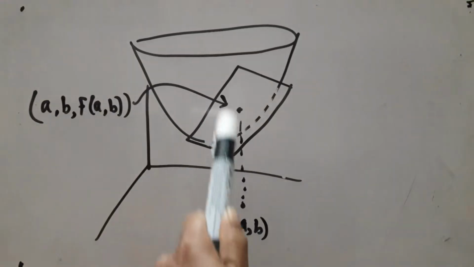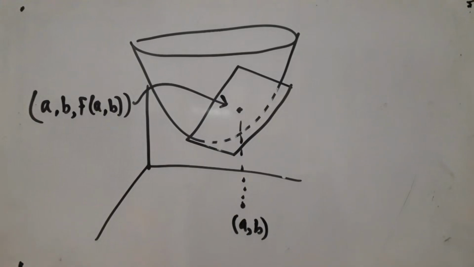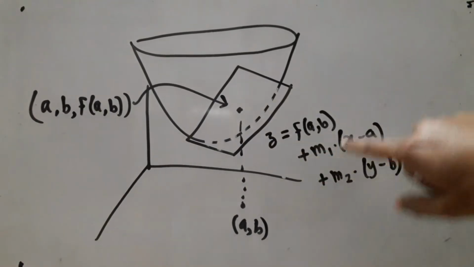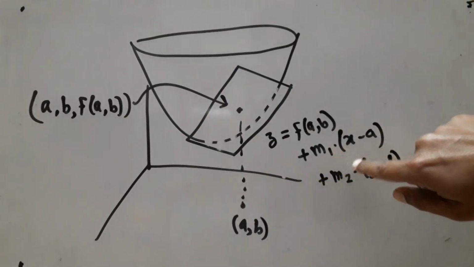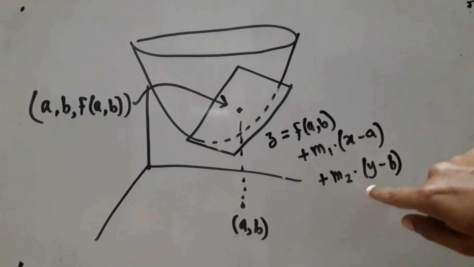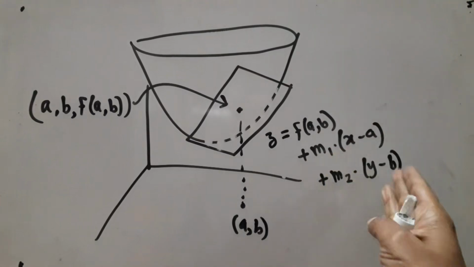Now any plane that passes through this point, and this plane must not be vertical, has the equation z = f(a,b) + m1(x - a) + m2(y - b), where z is the vertical axis, which is very similar to the univariate formula. So this plane is uniquely determined by these two numbers, these two slopes: the slope along the x direction and the slope along the y direction.